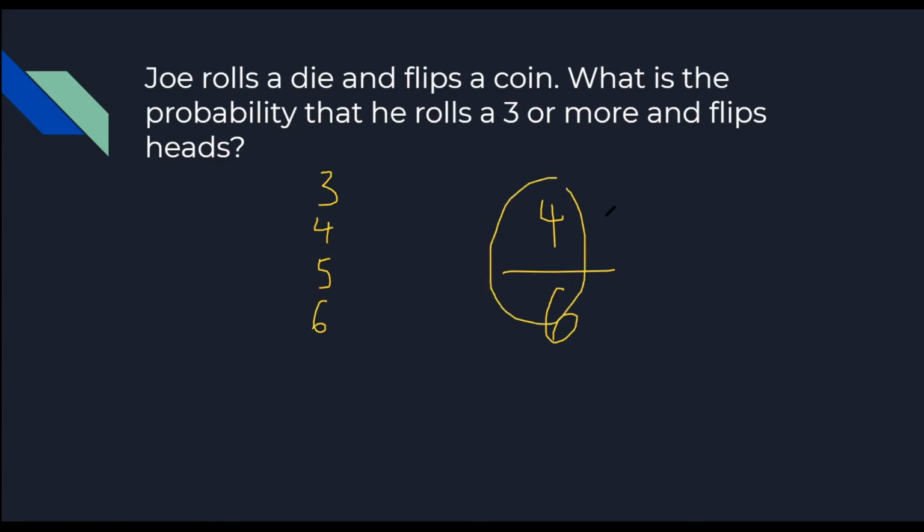Since they're independent probabilities, you can multiply them. You multiply this 4/6 or 2/3 by 1/2 because you only have heads or tails. I forgot to say that it was a fair coin, but you can just assume that. Once you multiply these two, you can see that it's 1/3. So that means if you roll it 3 times, you'd probably expect to roll a 3 or more and flip heads 1 out of 3 times.